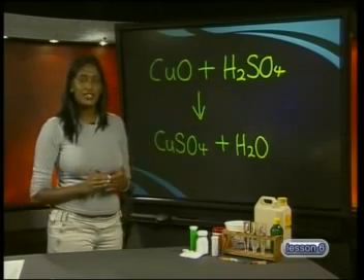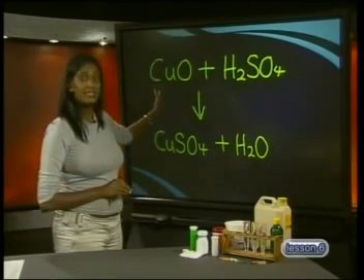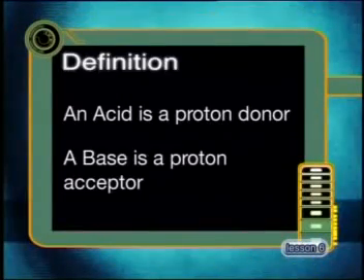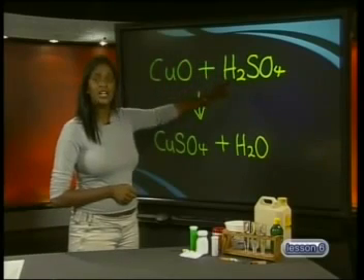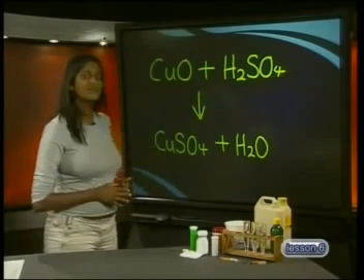So the metal oxide is acting as a base, according to the definition. An acid is a proton donor. A base is a proton acceptor. Notice that the copper ion replaces the hydrogen ions to form the salt.